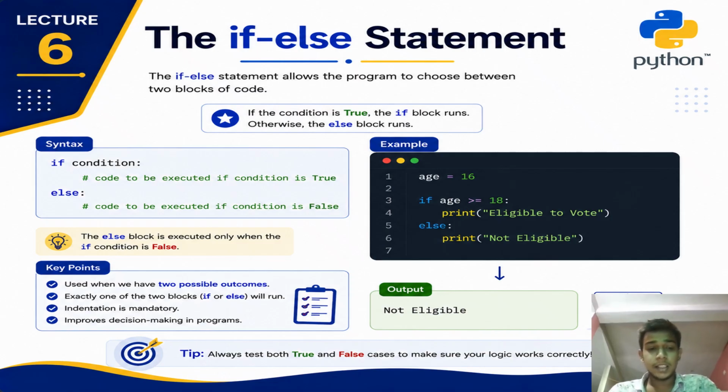Let's first understand its syntax. Notice that both the if and the else block use indentation. You can see here a tab gap or the four space gap. Just like the if statement, indentation is mandatory in Python. Now let's understand the example shown on the slide.